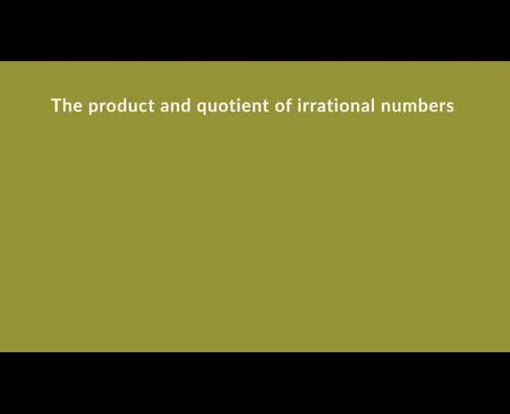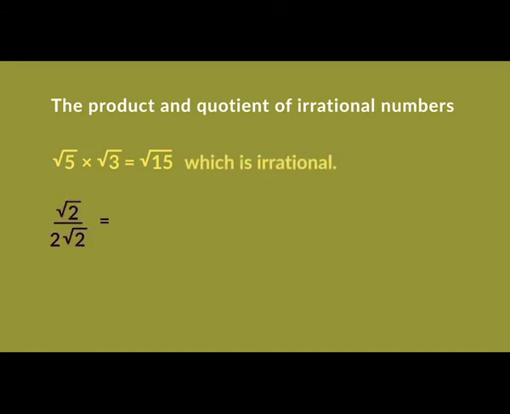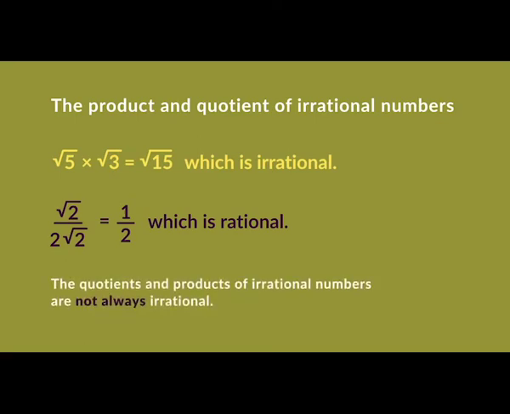Similarly, it is possible for some irrational numbers to multiply to form a rational product or divide to form a rational quotient. For example, the square root of 5 multiplied by the square root of 3 is equal to the square root of 15, which is irrational. Or, as the quotient of 2 root 2 divided by root 2 is equal to a half, because the root 2's cancel out, the answer is rational. So we also conclude that the quotients and products of irrational numbers are not always irrational.